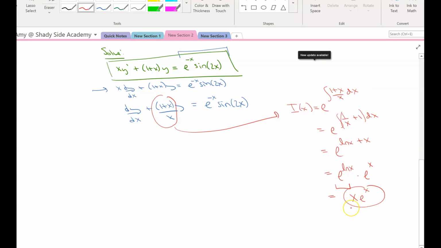I'm going to now multiply the differential equation where I left off by the integrating factor. Maybe some of you are feeling really swift on your feet and you remember what to do here. Maybe you're skipping this step because you remember what happens here.